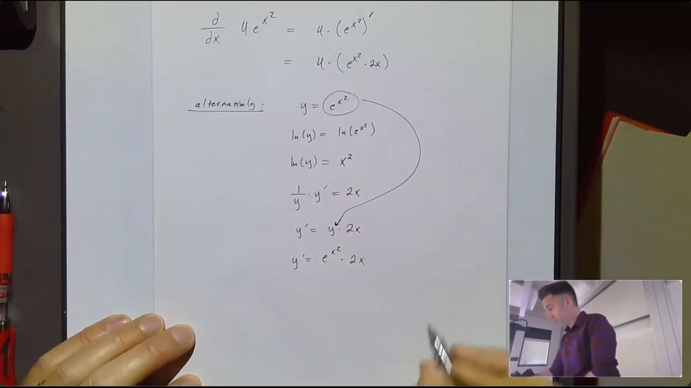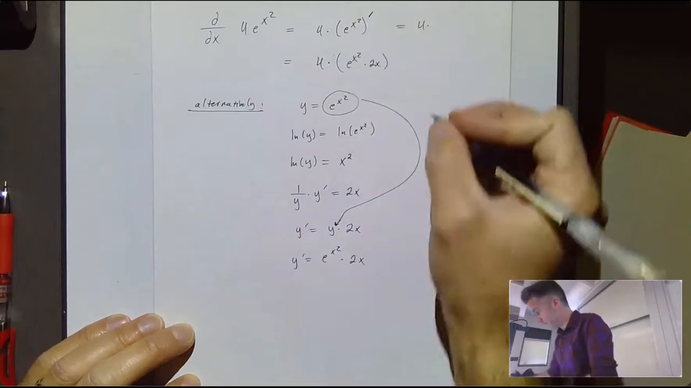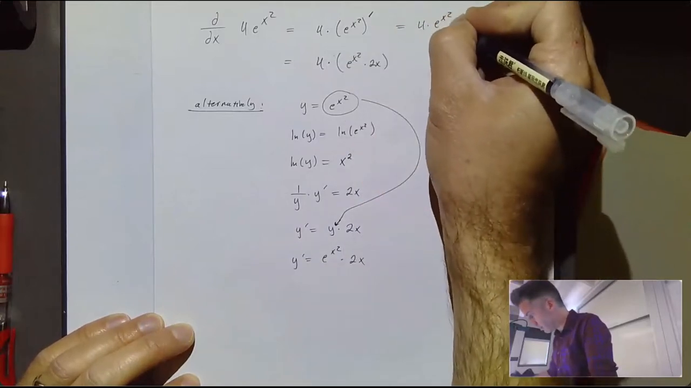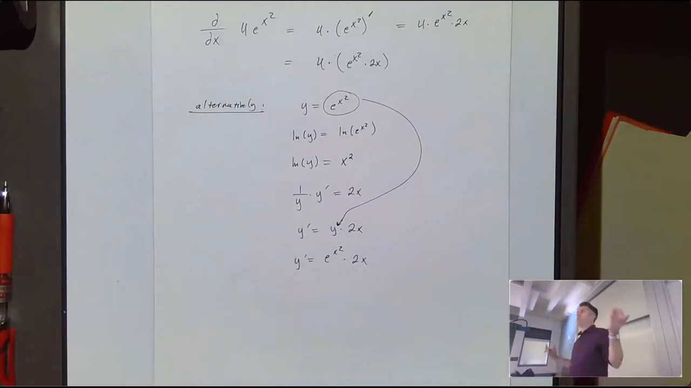So then this ends up being, oh yeah, that's 4 times the derivative of e to the x squared, which is e to the x squared times 2x. So this process is always valid. It's just that we don't always want to do it. Good.